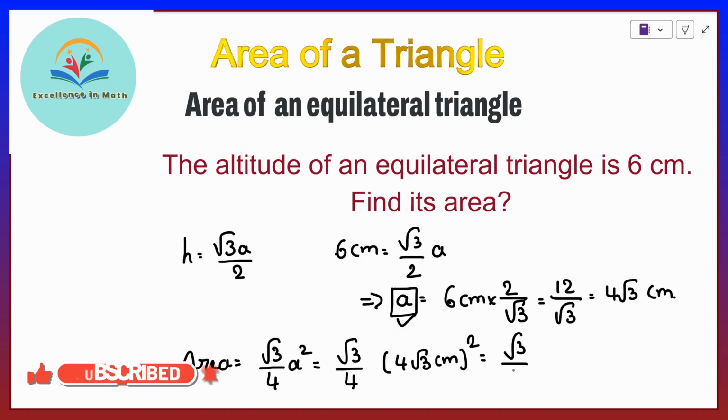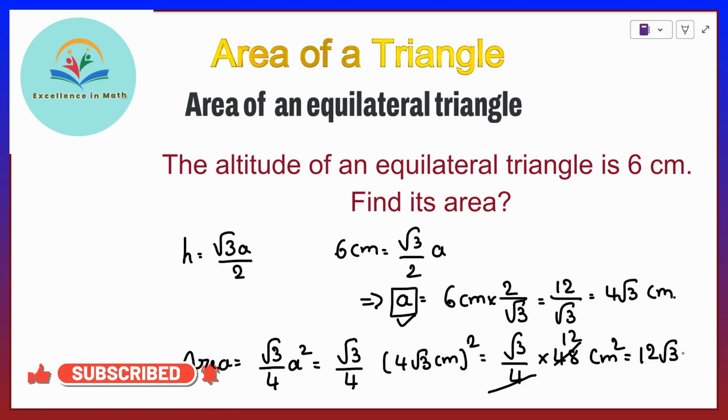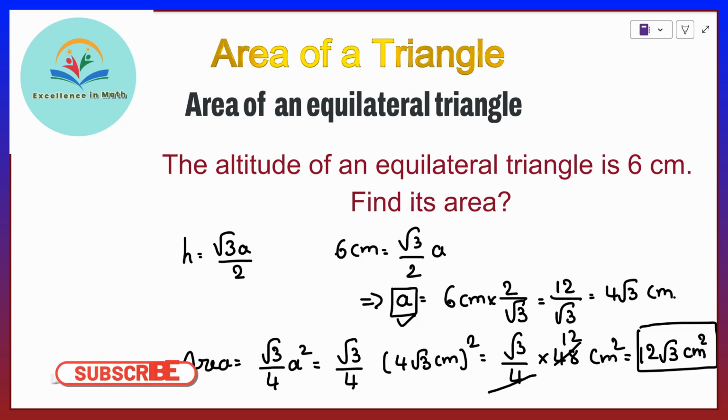So we get 4 4s are 16, 3s are 48. So the square of 4 root 3 is what? 48 centimeters square. By cancelling, 4 times 12 is 48, we get the area of an equilateral triangle whose altitude is given, that is 6 centimeters, as 12 root 3 centimeters square. In this way, we can find the area of an equilateral triangle where either side or altitude is given.